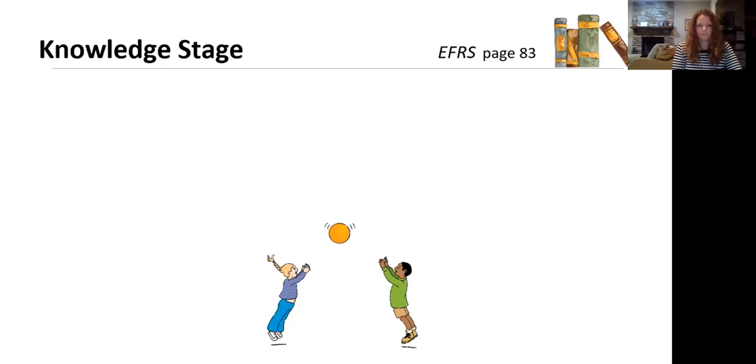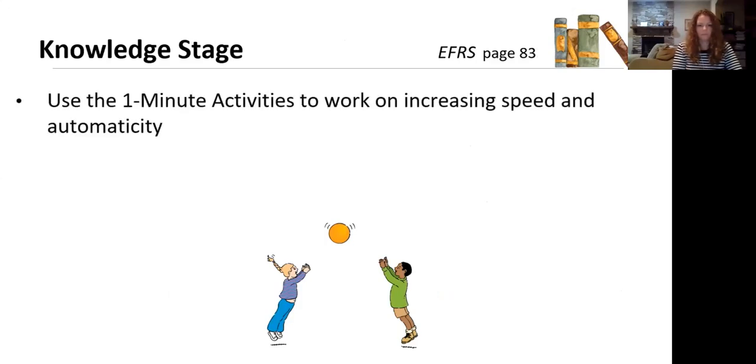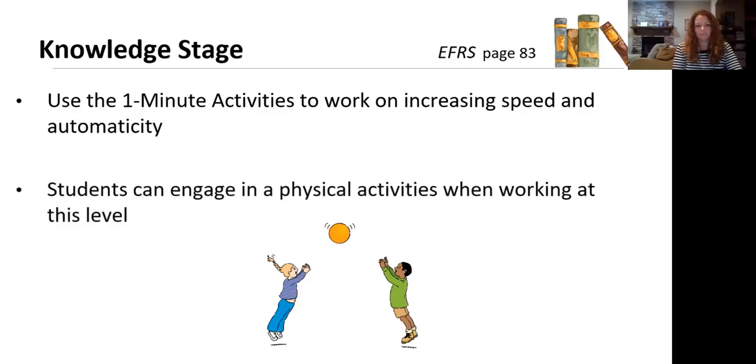Once students understand what to do and they can do it, we're working on the knowledge stage. So we're working on speed and automaticity. We can use those 1-minute activities, and we want to make sure that we're doing them quickly because we want the students to really work on increasing their speed and their automaticity. And one of the things I like to do at the knowledge stage is have them do something physical when we're working on these drills for speed, because it takes their mind off of what they're doing, because I don't really want them thinking about it.